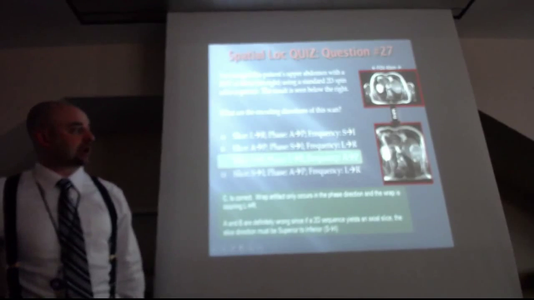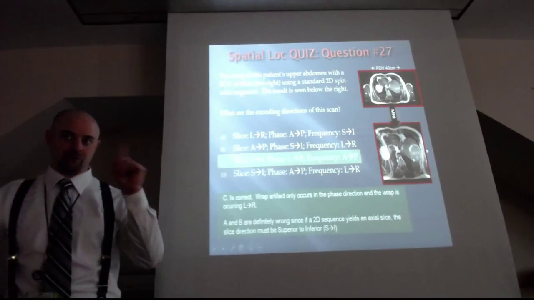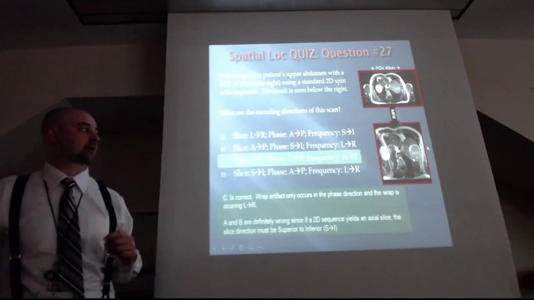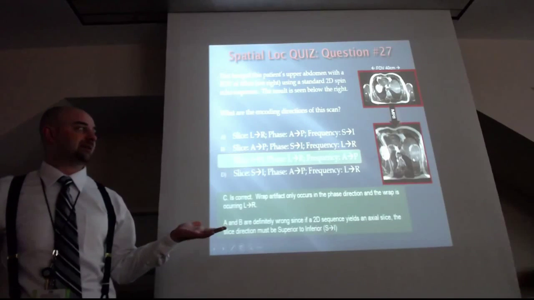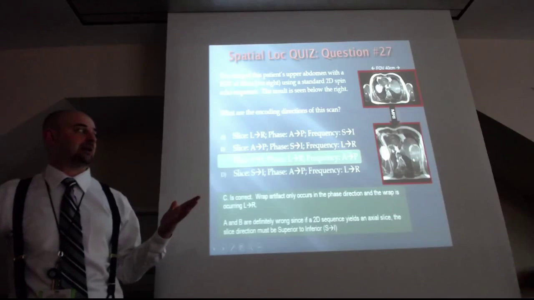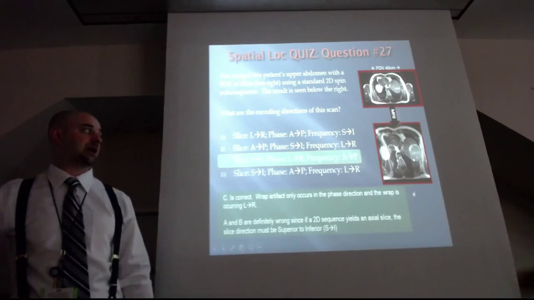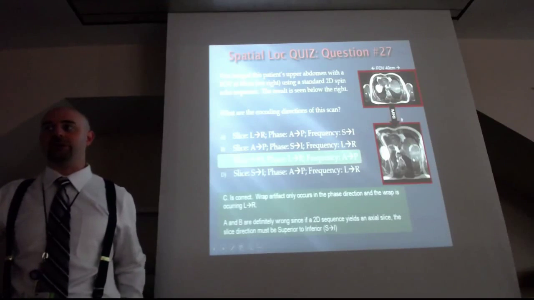Now, here we're seeing wrap. Remember, wrap artifact only occurs in the phase direction. Wrap does not occur in the frequency direction. So that means that necessarily left to right is the phase direction. So S to I, left to right, this is the correct answer. And by default, frequency is A to P. Any questions?